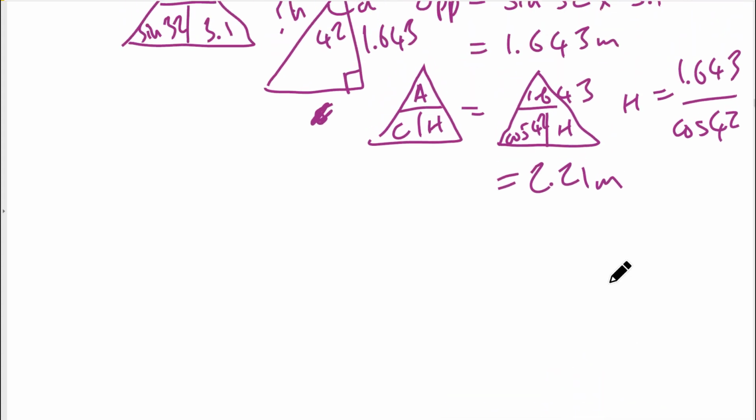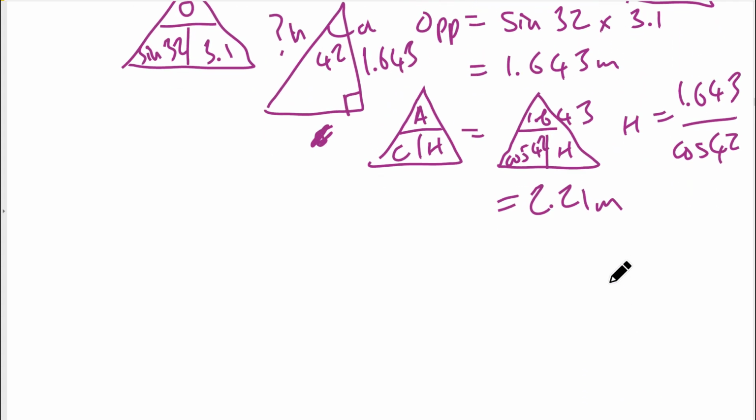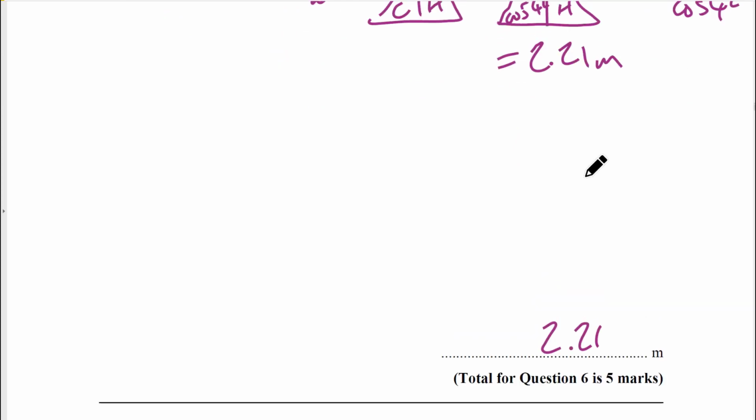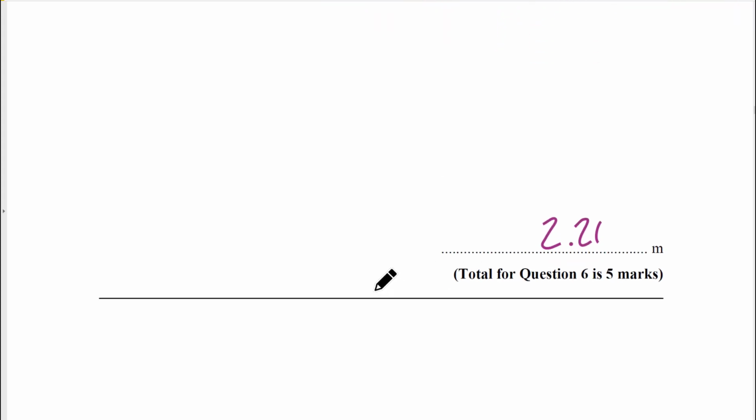That's worth 5 marks, so do your working out. I want to see at least 4 lines of working on this type of question, because that's your answer mark, and have your 4 lines of method, because if you make a silly mistake here, you're going to lose a lot of marks.